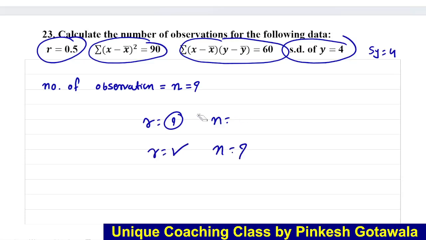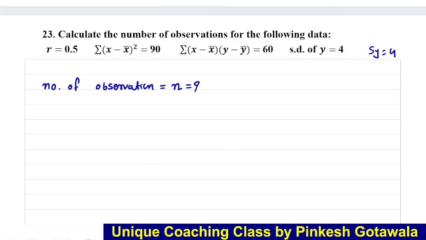So it would be easy for you. 23 would be easy for you. So the previous example was understood. So now same formula, okay, we are going to apply the same formula, COV xy divided by sx into sy.